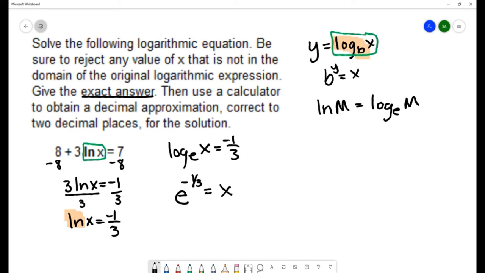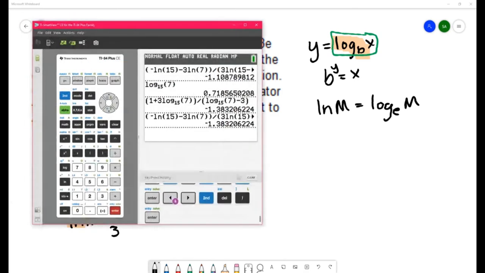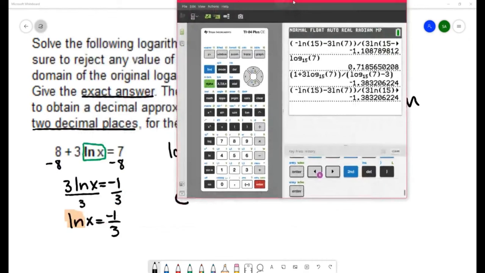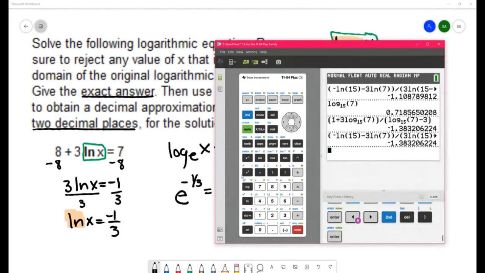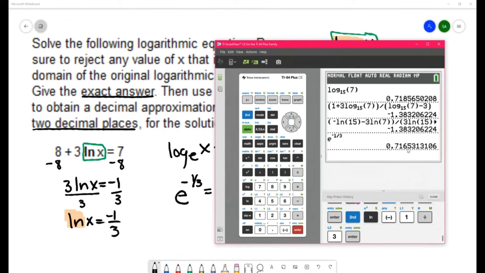We also want the approximation, and we want that approximation to 2 decimal places, so let's get our calculator. In our calculator, we're going to type e to the negative 1/3. So we've got e right here, which is above the ln button. So I'll hit second ln to get e to a power. And in that power, I have negative 1/3. So that, rounded to 2 decimal places, is going to be 0.72.